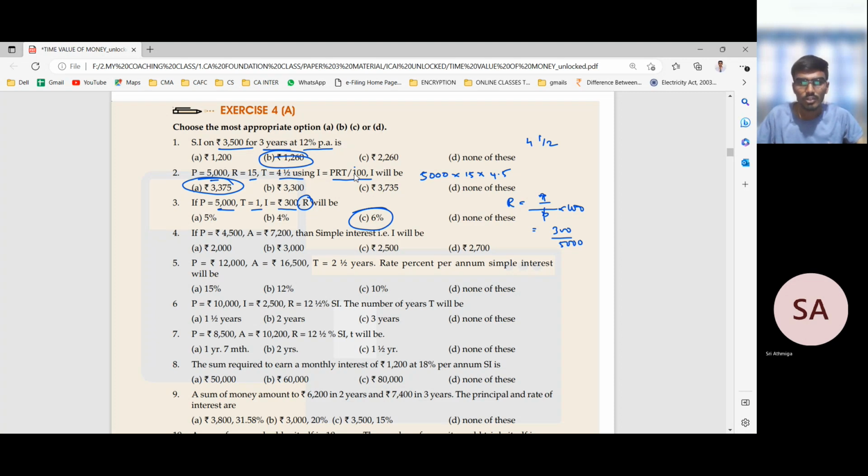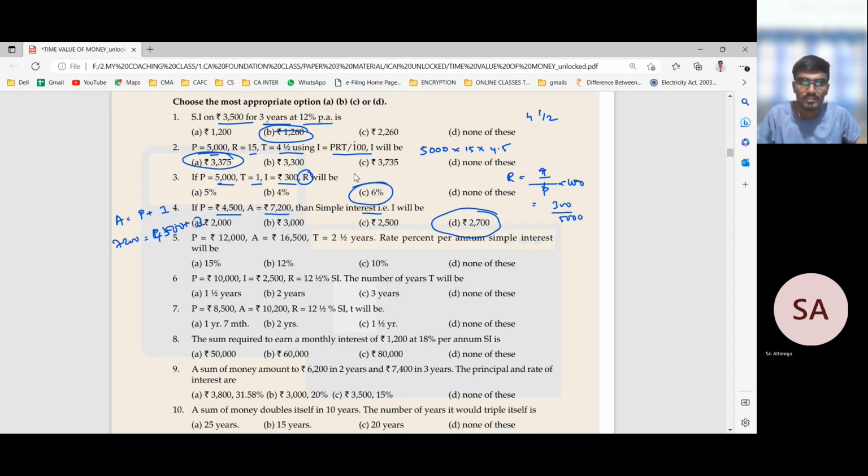Fourth question. If P is equal to 4,500, A is equal to 7,200, what is the interest? You can simply know, no? A is equal to P plus I. A is 7,200 equal to P plus I, you don't know I, but P you know, 4,500 plus I. Just simply, 7,200 minus 4,500, you will get your answer, 2,700.